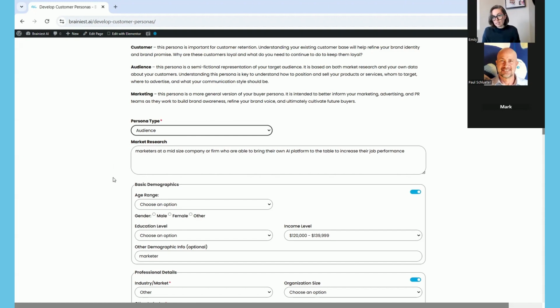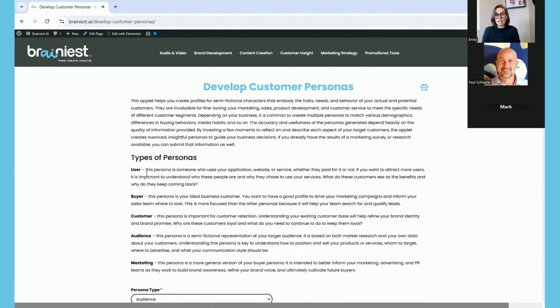They would be gathering this information from you in order to put together a customer persona for you, or more than one. Emily, I do have a couple questions on this. I spent some time in our applet, and I appreciate the context that you just provided there. I struggled with it a little bit.